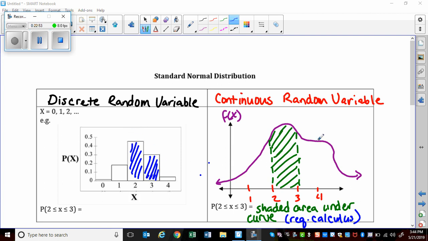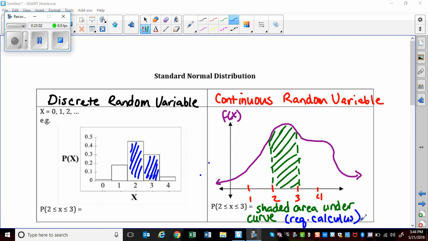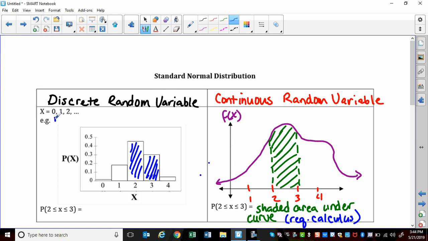But if we have a continuous random variable, in order to find the area under this curve between 2 and 3, we're going to have to use a calculator or calculus. That's what we're going to learn in calculus. So a discrete random variable, or maybe like a binomial random variable, which we have just learned, we're going to be able to find the probability between 2 and 3.